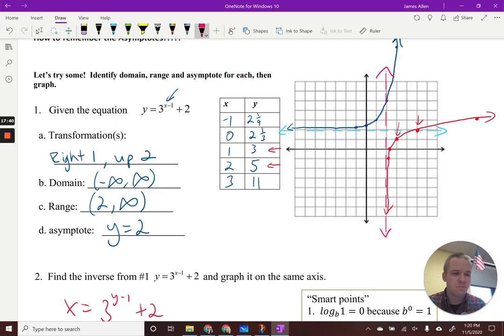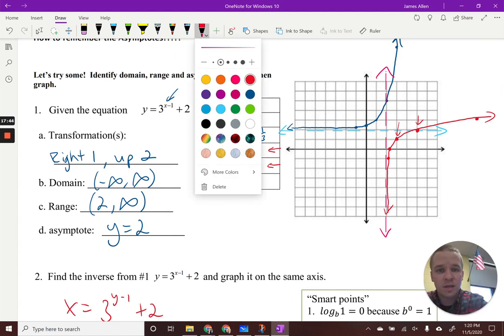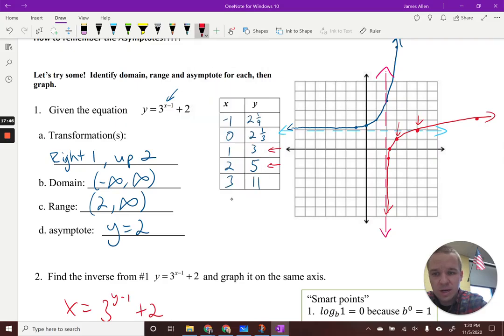Wonderful. What are my domain and range? I'm going to do that next to these in this same red color here, so remember that it's for the inverse. So what's my domain, range, and asymptote? Well, my domain is going to be where it's larger than 2, so from 2 to infinity. My range is going to be all real numbers, negative infinity to positive infinity. And then my asymptote is now just x equals 2.